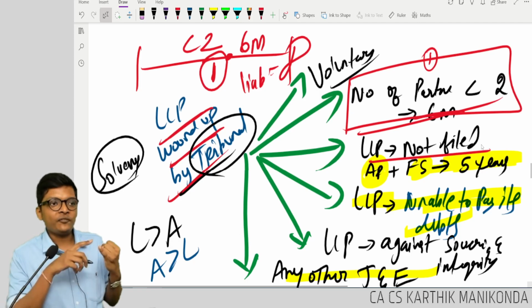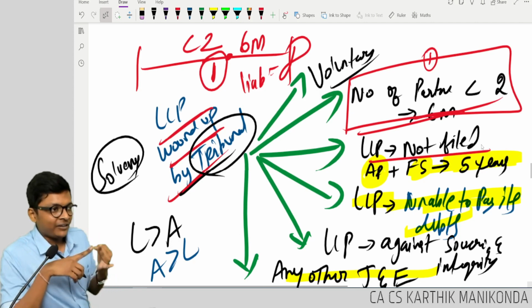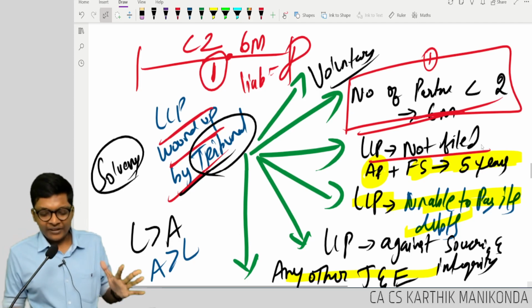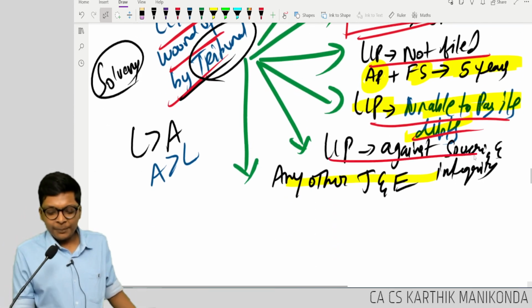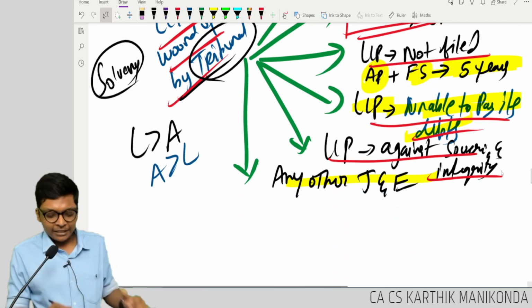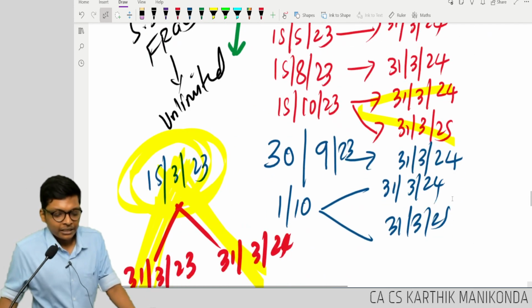So I will wind up if the number of partners falls below 2 and 6 months you don't fix it. LLP has not filed financial statements for 5 years. LLP unable to pay its debts. LLP acting against the sovereignty or integrity of India. Any other just and equitable ground.